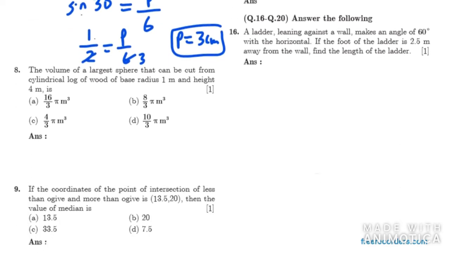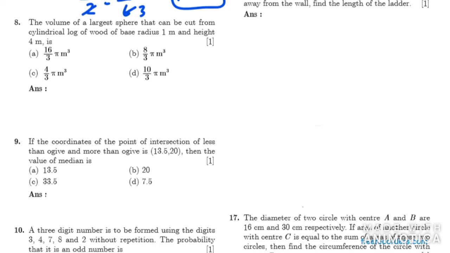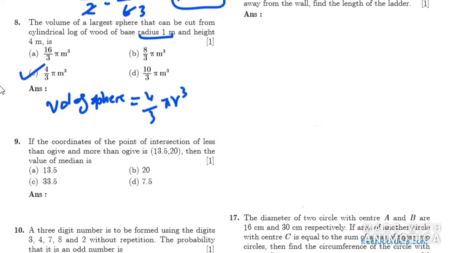Moving on to question number 8. It says the volume of a larger sphere that can be cut from a cylindrical log of wood of base radius 1 meter and height 4 meter. So volume of sphere first of all is 4 by 3 pi r cube. Now we have radius as 1, so putting the value of it we get 4 over 3 pi meter cube.